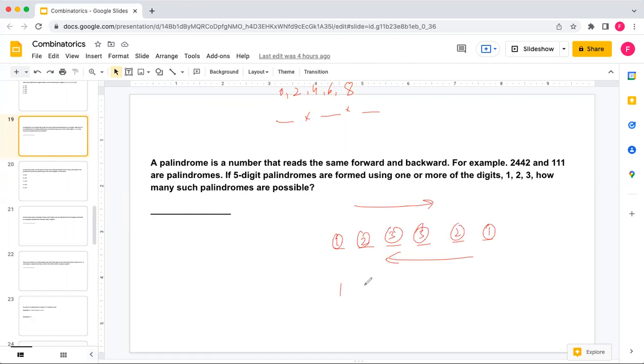For example, 1, 2, 3, 3, 2, 1. If you reverse this, it will again be 1, 2, 3, 3, 2, 1. So in that scenario, if you consider the positions 1, 2, 3, 4, 5, 6, this will be 3 ways, 3 ways, 3 ways, 1 way, 1 way, and 1 way, because each is the same as its mirror. Now got the point? Yeah, I got it.